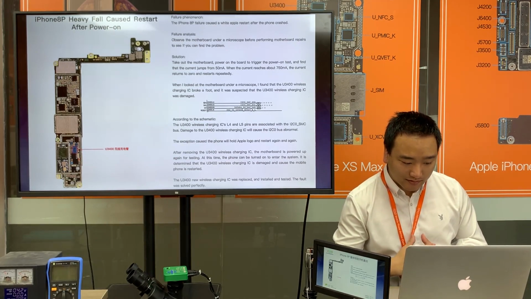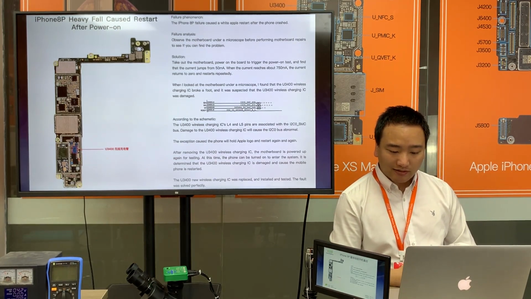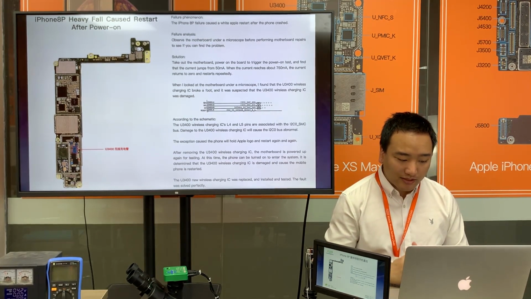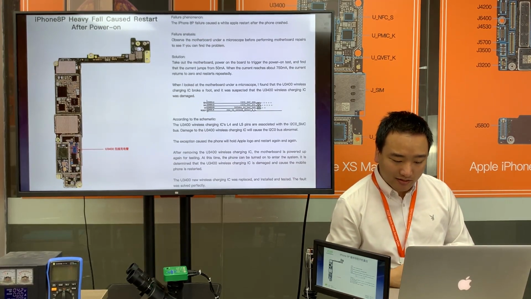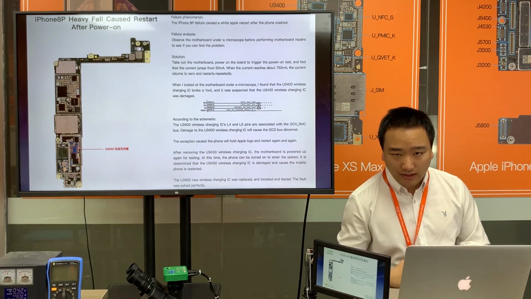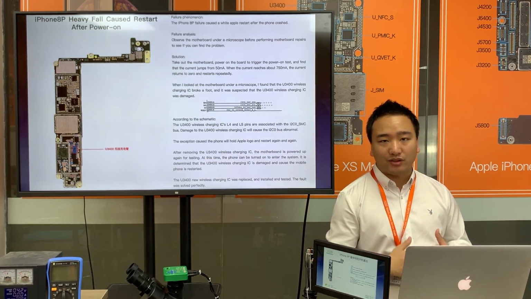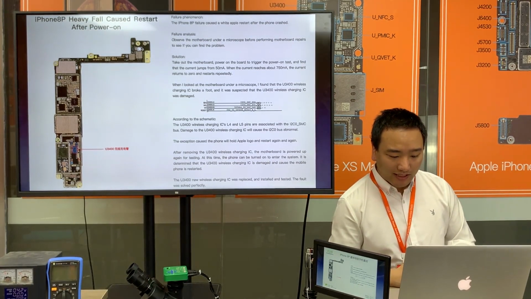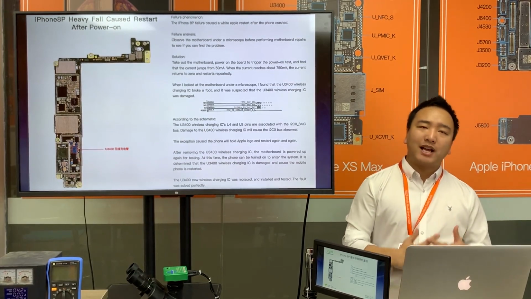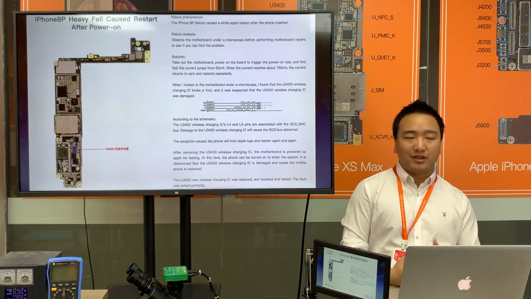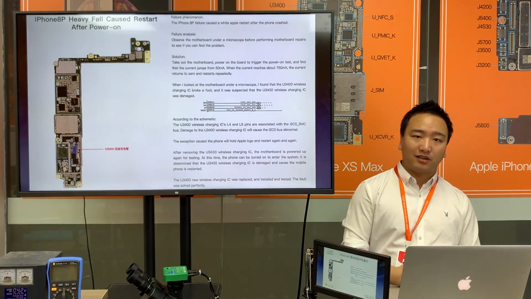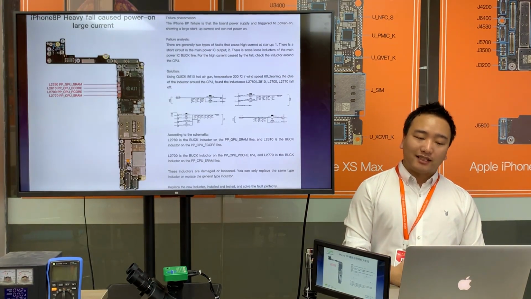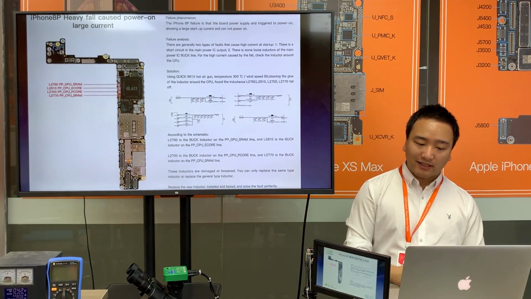Okay, this is the next case. This is an iPhone 8 Plus with a heavy drop, and when you power on, it shows a large current. When we measure it, we know that the CPU power has some problem. The CPU power is sent by the PMU and has two kinds of power. One kind is sent directly by the PMU, and the second is sent through the buck circuit.